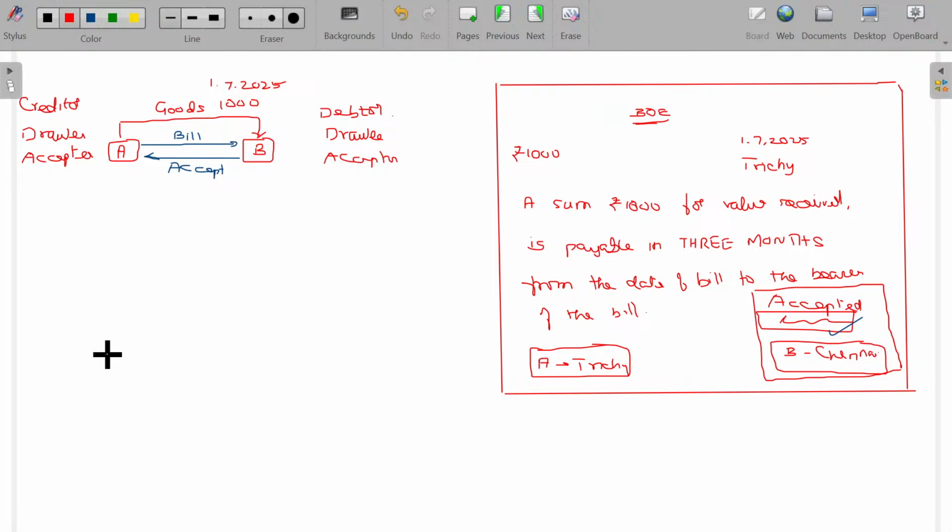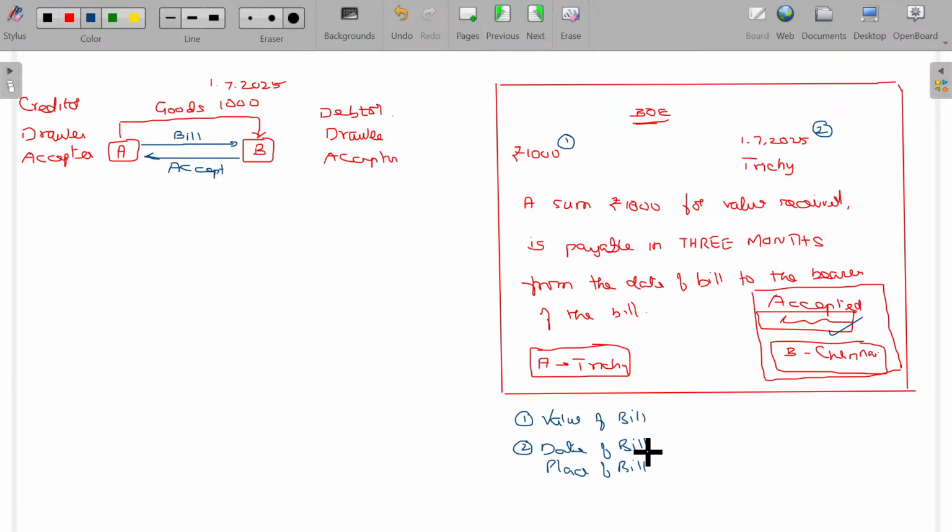Now A can keep the bill till maturity and get the money in cash on the maturity date. Now I'm going to deal with the maturity. Before that, what are the components that should be there in the bill? So we'll deal with them one after one. This is the bill. This is the value of the bill. And this will be the date of bill and place of bill, where it is drawn.